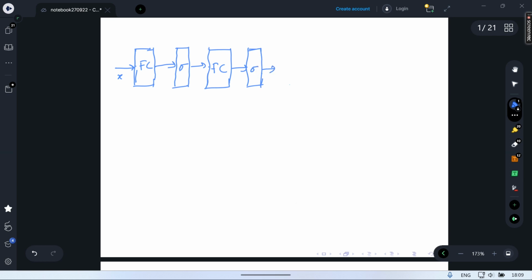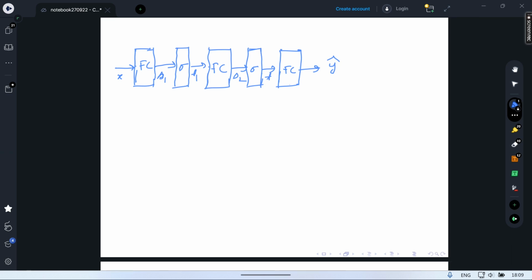Say the output of this layer is finally used as a class space. Now let us name the intermediate variables. Say this is S1, this is T1, and then this is S2, this is T2, and finally it is Y.